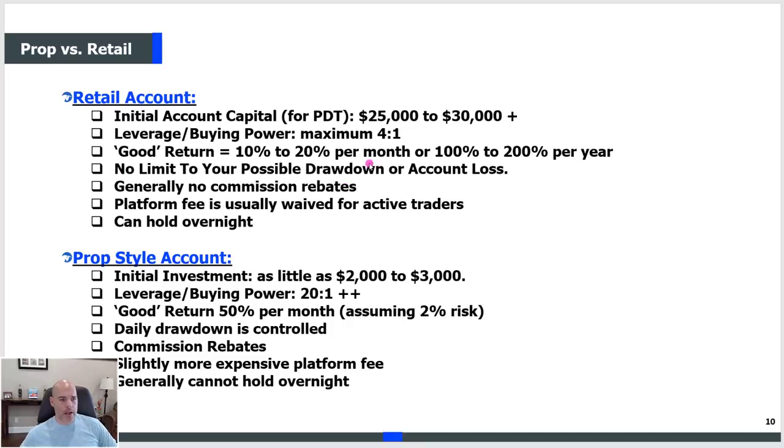There's no limit to your possible downside. I mean, if you're foolish and stupid, you could blow up a retail account in one day. If you're that dumb, you could do this. If you have no money management rules, you could do that, okay?